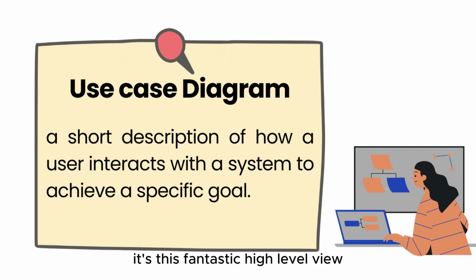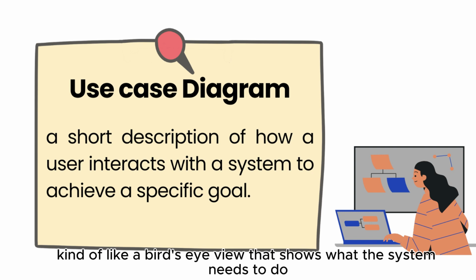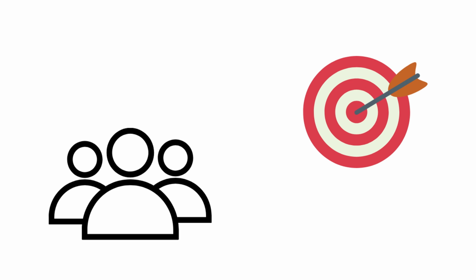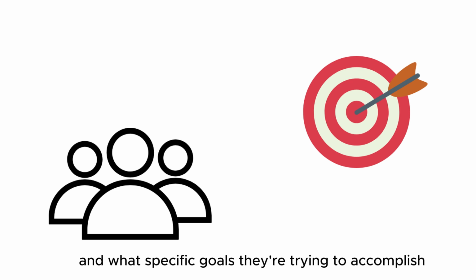And that diagram is the use case diagram. It's this fantastic high-level view, kind of like a bird's eye view, that shows what the system needs to do, but from the user's perspective. It shows us who's using the system and what specific goals they're trying to accomplish.